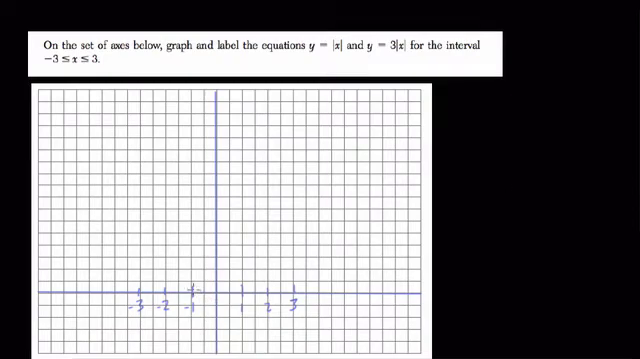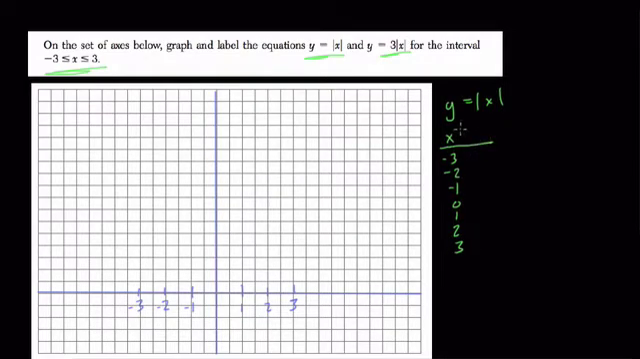Okay, so on the axes below, we're graphing two functions: y equals the absolute value of x, and y equals 3 times the absolute value of x. We're looking at the interval where x is greater than or equal to -3 but less than or equal to 3. So we can set up tables here for each function. Y equals the absolute value of x, and we plug in our x values from -3 all the way up to +3, so we have all the integral values there.